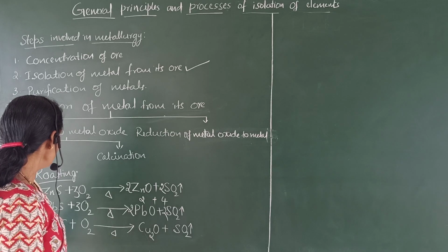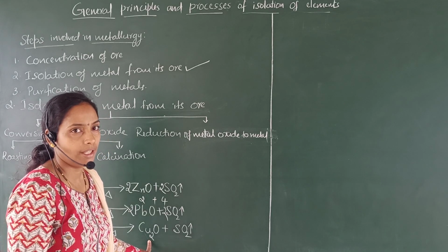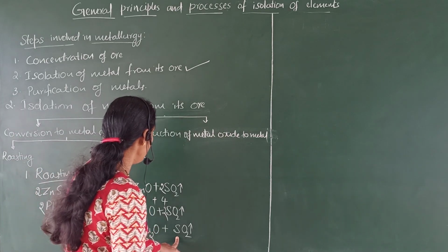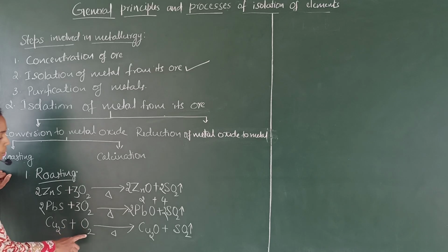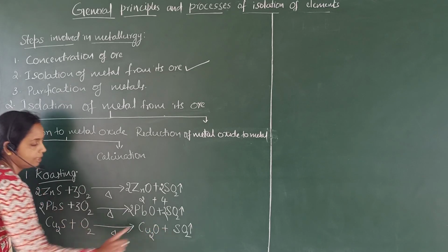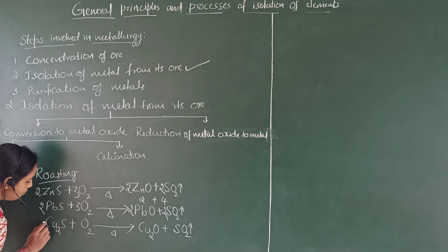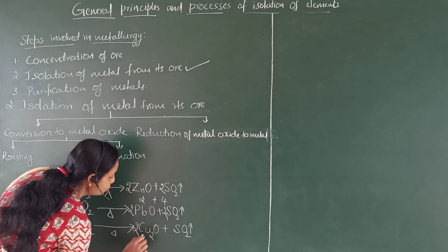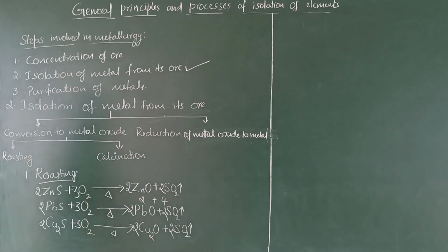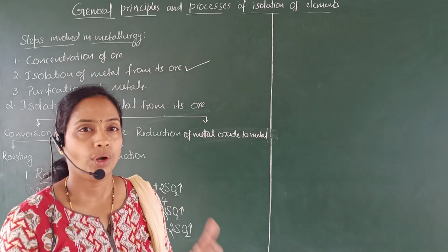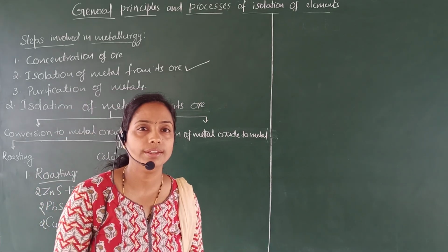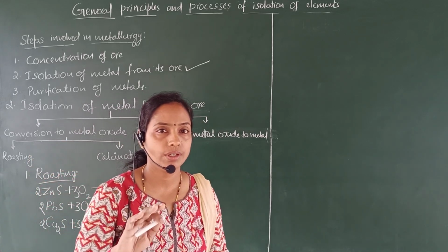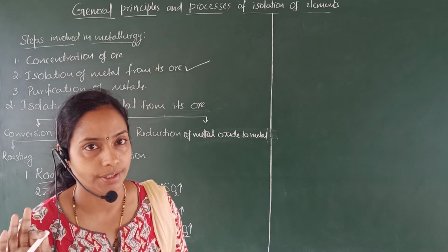See, 2 copper atoms are there on the left hand side, 2 copper atoms on the right hand side, and 1 sulfur atom on the left hand side and 1 sulfur atom on the right hand side, and 2 oxygen atoms on the left hand side, 3 oxygen atoms on the right hand side. So in the same way we can balance it: 2, 3 and 2, 2. This is regarding roasting. Therefore, roasting is a process of heating the concentrated ore to a very high temperature below the melting point in the presence of excess of oxygen.